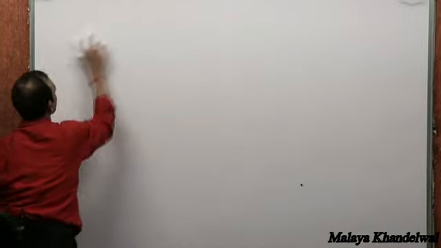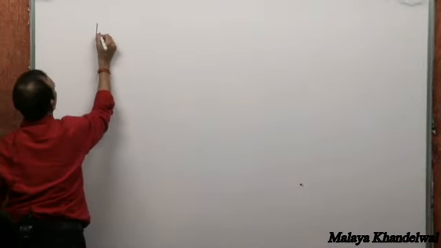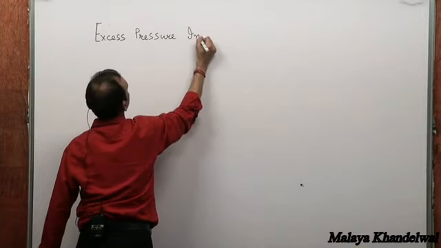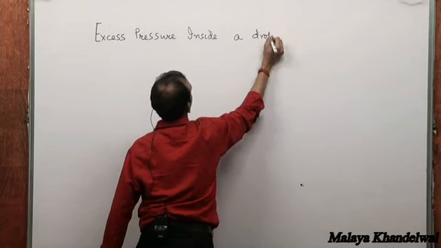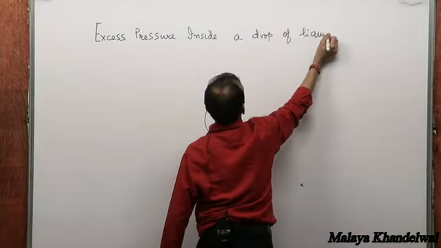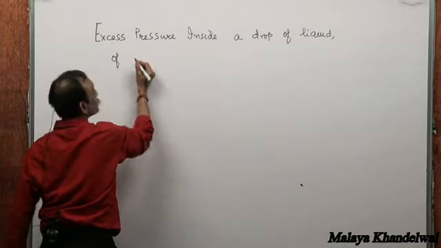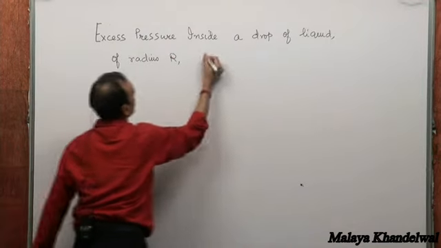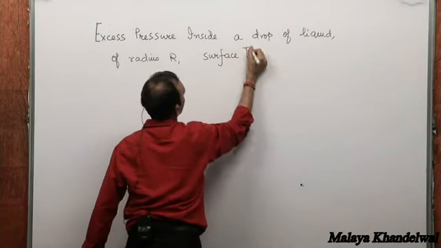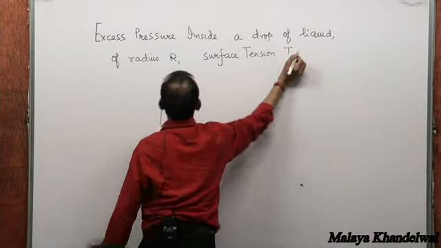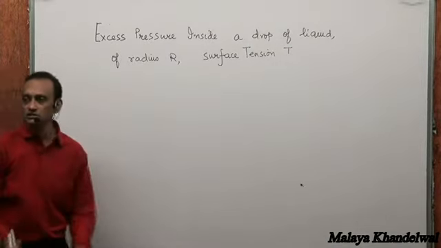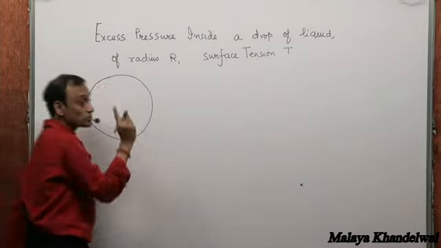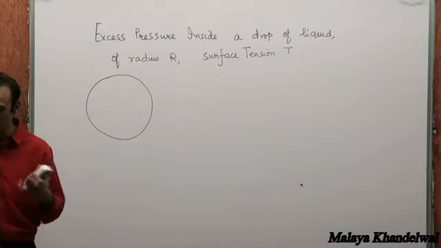So, inside a drop of liquid, of radius r and having surface tension T. Drop means spherical. Radius r, surface tension T. This is a liquid drop. Just a drop. It's not placed in a metallic sphere, it's just a liquid drop, right?